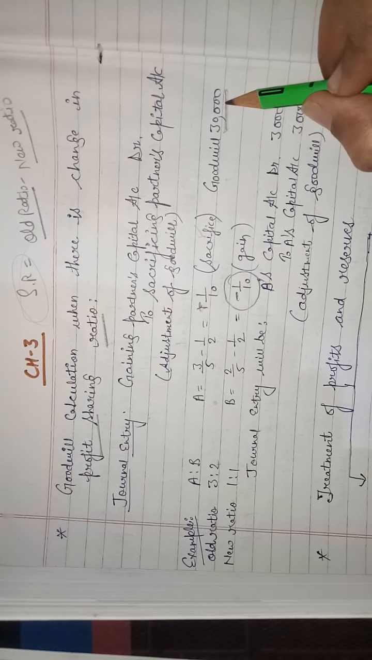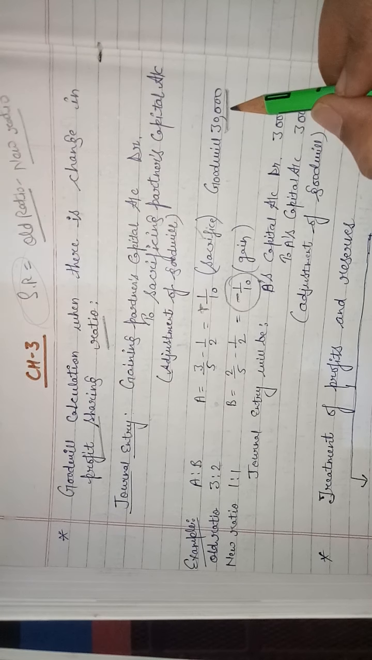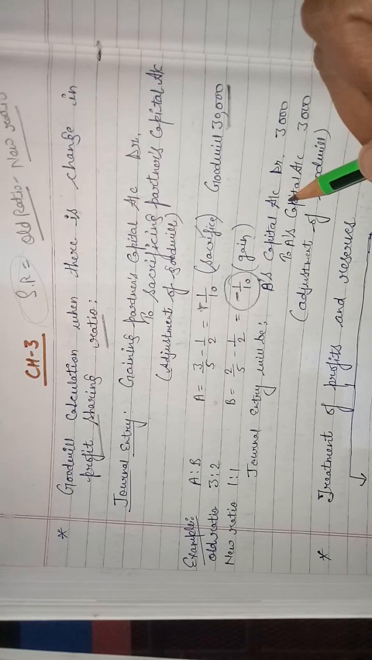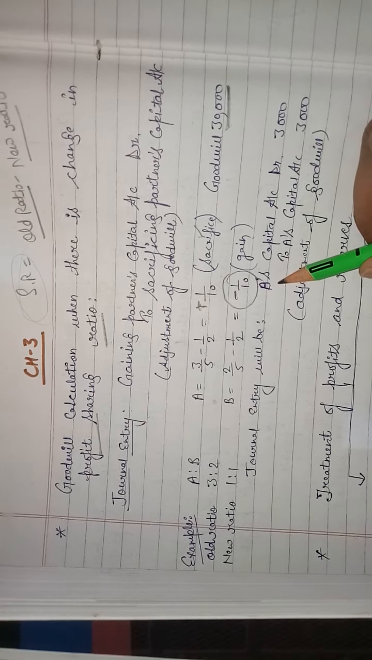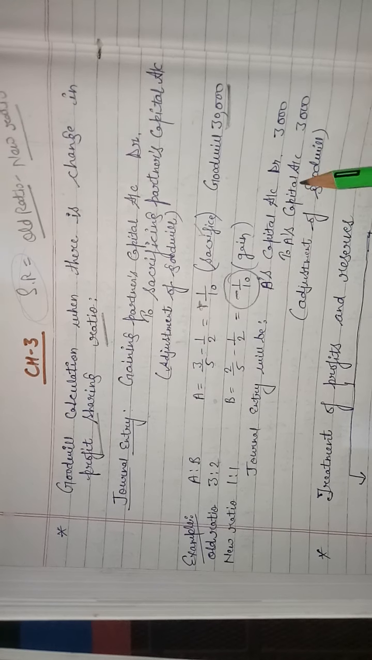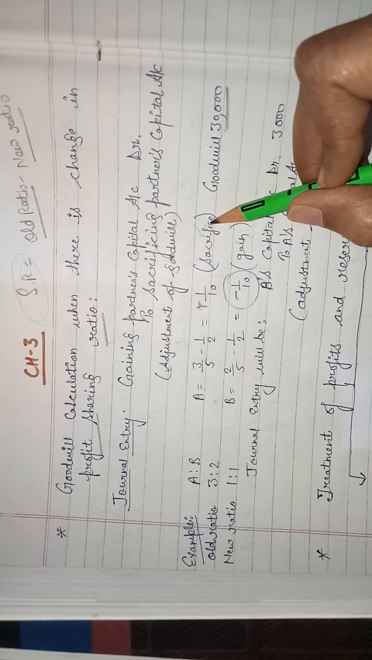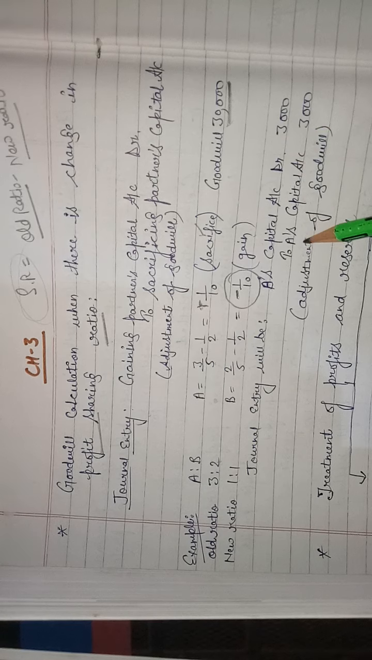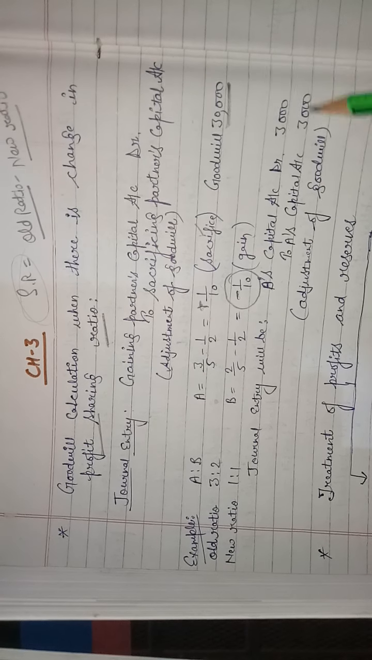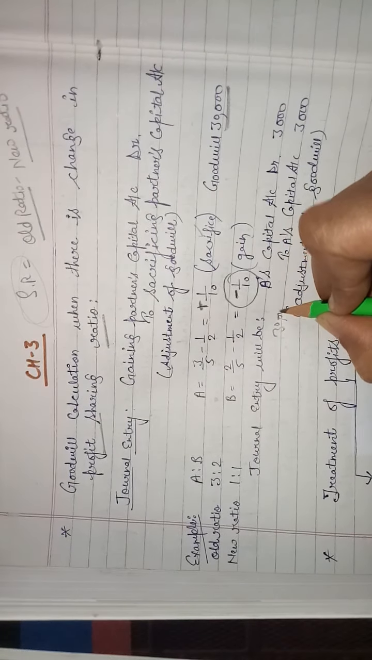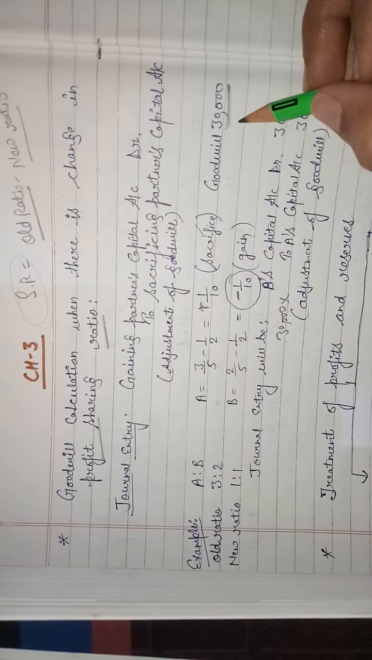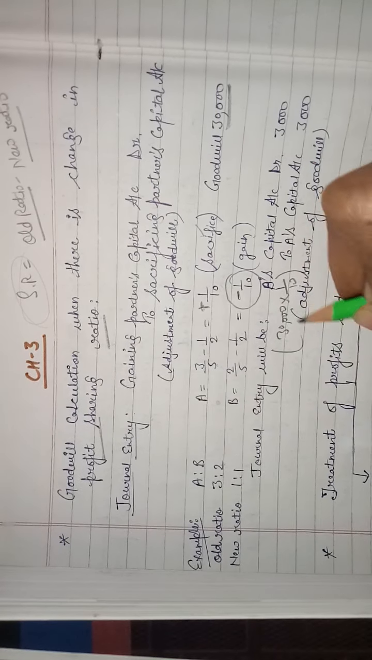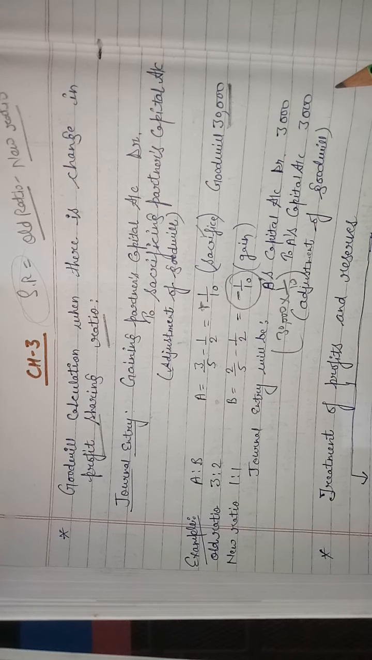Suppose goodwill is 30,000. Now how will we divide? Who is gaining here? B. So the entry would be B's capital account debit to A's capital account. B is gaining, A is sacrificing, gaining partner to sacrificing partner. How 3,000? Goodwill is 30,000, and we have to divide it in the gain or sacrifice. Here it is 1/10. So 30,000 into 1/10, that is 3,000.